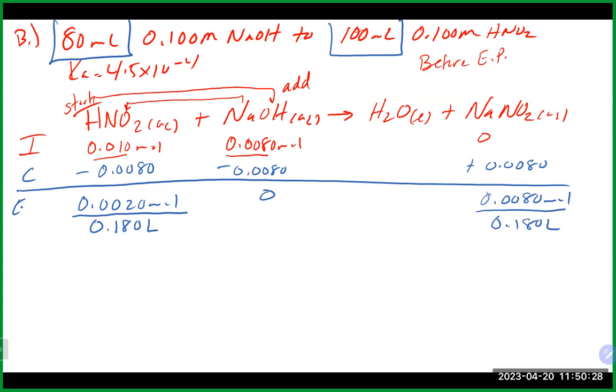And if we do that, 0.002 divided by 0.18 is going to give me 0.0111. And over here, we will end up with 0.0444. Any questions so far?